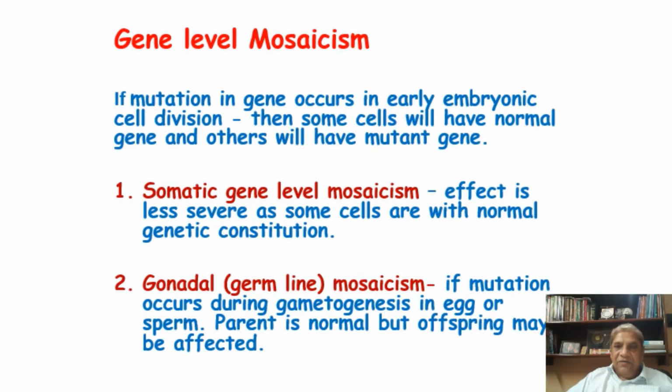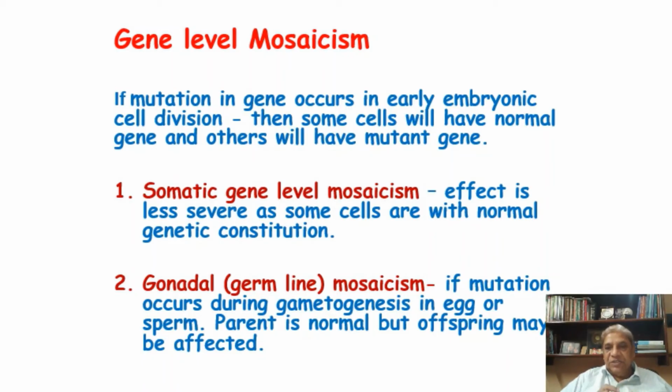When the testes or ovary are forming the sperm or ovum, the gametes, and a mutation takes place, it is called gonadal because it is taking place in the ovary or the testis. And since these are the germ cells which are forming, it is called germ line mutation. I mean to say mosaicism. If mutation occurs during gametogenesis in egg or sperm, then this is gonadal or germ-line mosaicism.